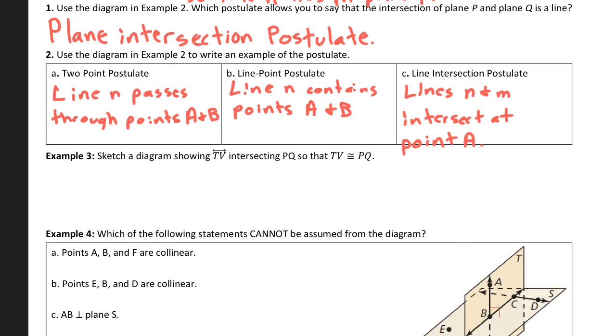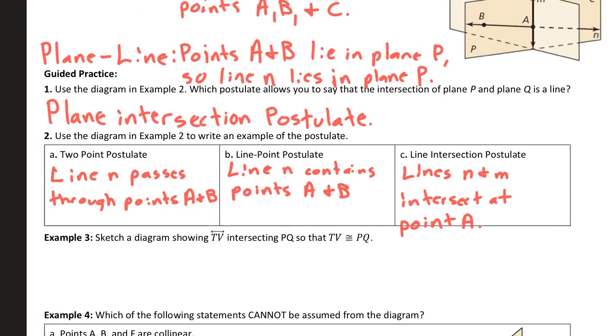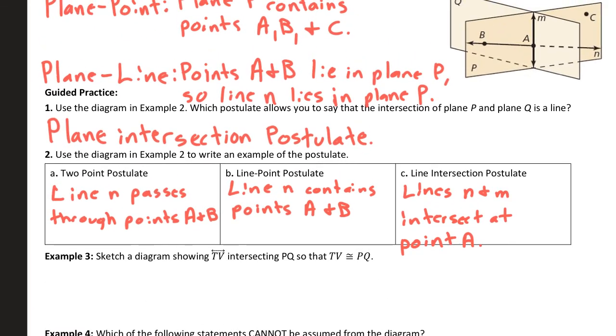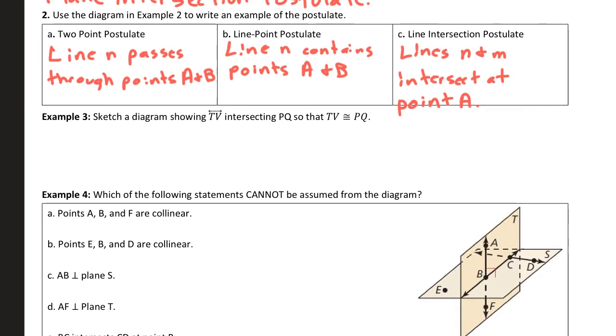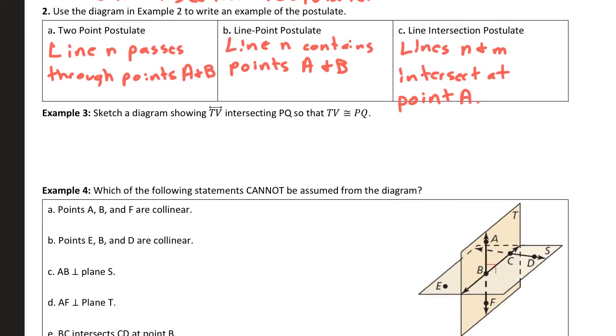And then for part C, it says line intersection postulate, and that line intersection postulate is straightforward. If 2 lines intersect, they intersect at 1 point. We can see lines N and M intersect at point A. So it's just me picking an example of the postulate from that list. So if I gave you a quiz, checkpoint, stuff like that, you guys can obviously use this list of postulates. I'm not going to force you to memorize that. That would be insane. Okay?